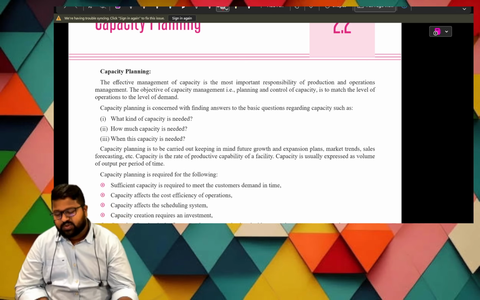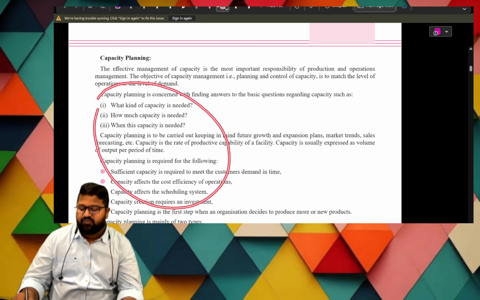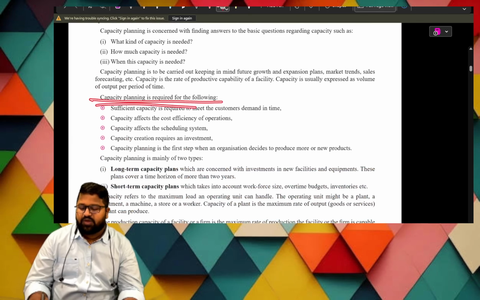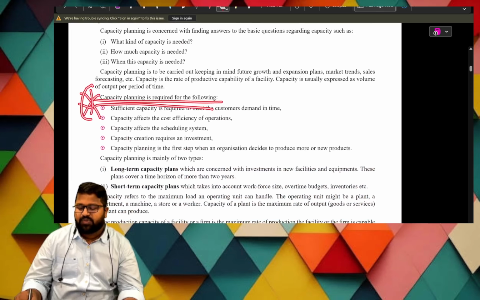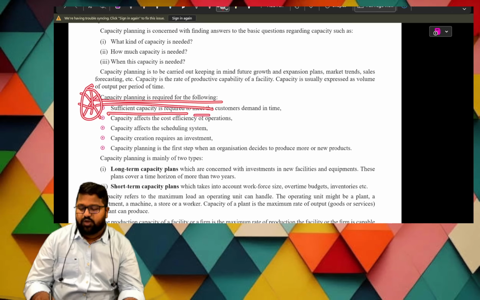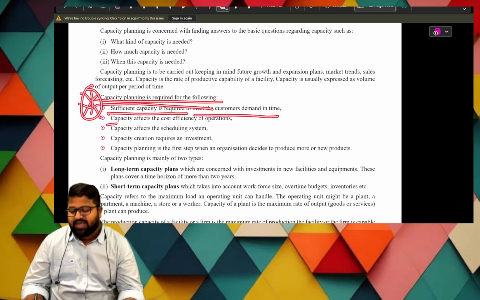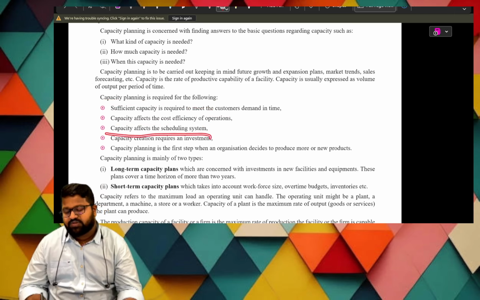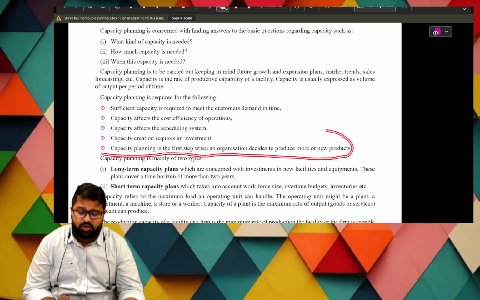Okay, now. So here this is theory, buddy. From the theory point of view, this area is important. Capacity planning is required in the following areas. In this area you can expect a question. Sufficient capacity is required to meet customers' demand on time. Capacity affects the cost efficiency of operations. Capacity affects the scheduling system. Capacity requires investment. Capacity planning is the first step of an organization to produce more or new products.